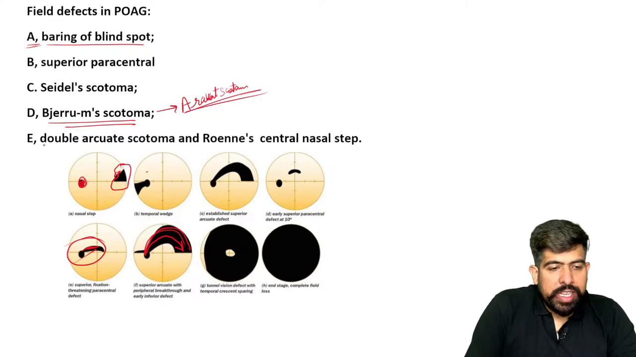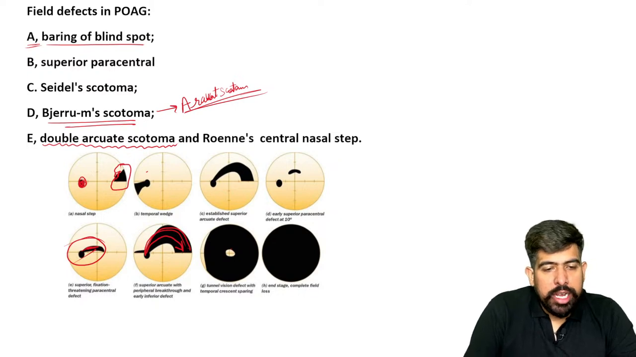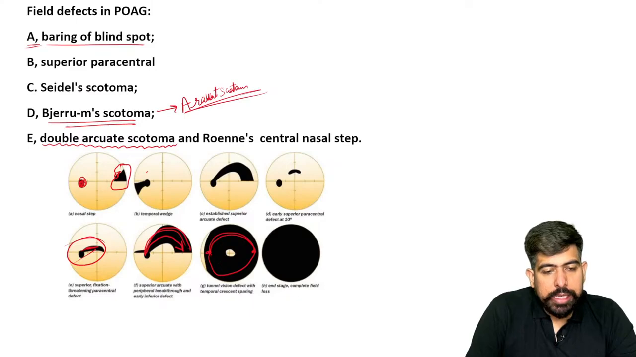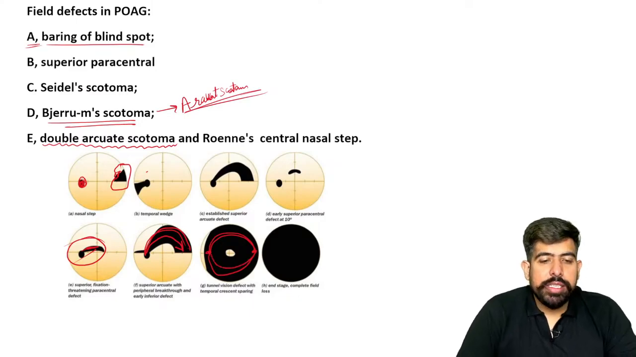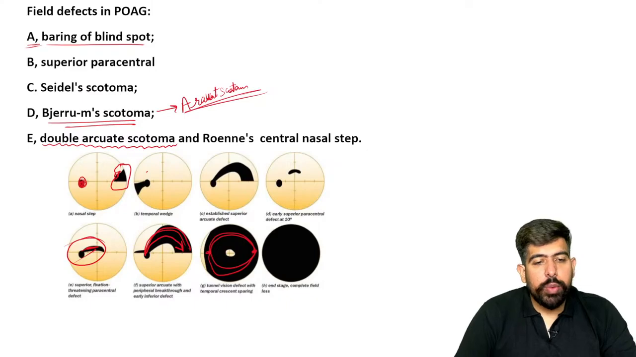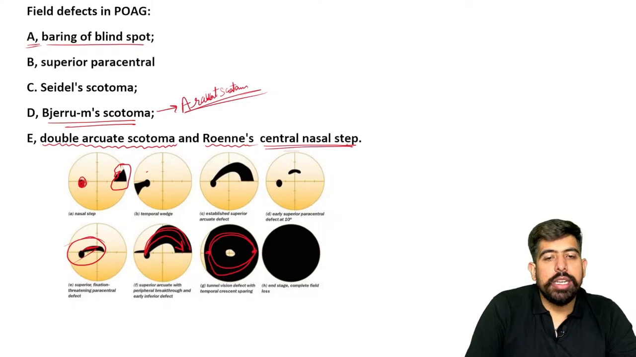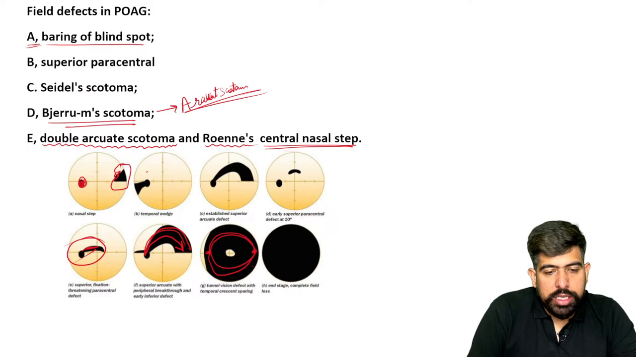Not only this, we can see a double arcuate scotoma. What is the meaning of double arcuate? If this arc covers the superior side like this, and this arc covers the inferior side also like this, this is known as your double arcuate scotoma, also known as Ronne's central nasal step, also known as tunnel vision.